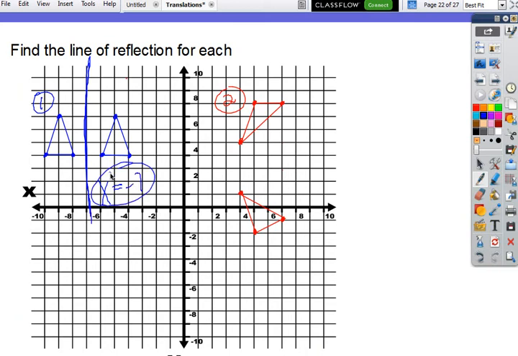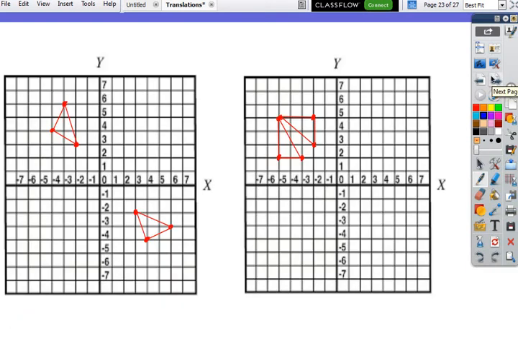The second one flips up and down. Well, there's a horizontal line for my line of reflection. That's a y equals line. In this case, y equals 3. If it is going diagonal, that's when it can be y equals x or y equals -x.